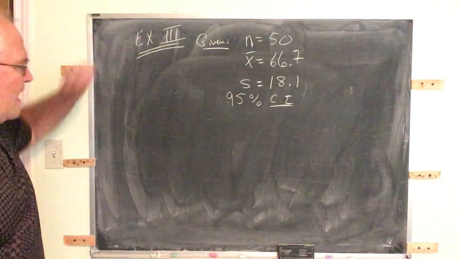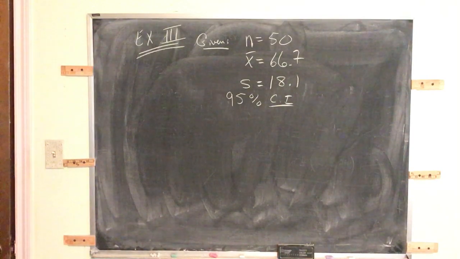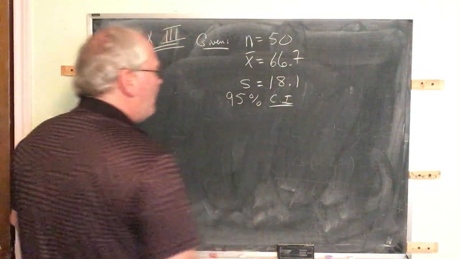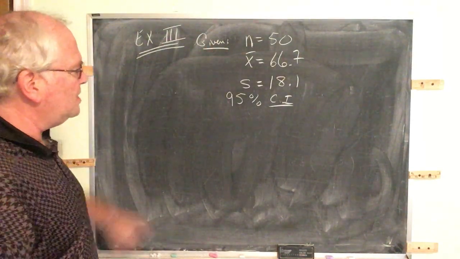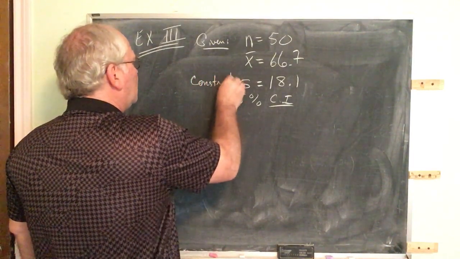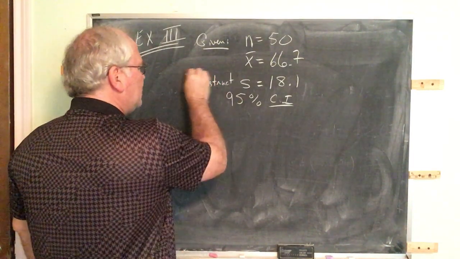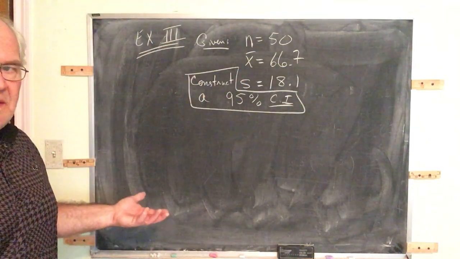All right, let's play one more example, and then when we finish, I'll talk a little bit about how you might want to check your answer with textbook work. So, by now I hope this is straightforward. We're given this information and we're asked to construct a 95% confidence interval.